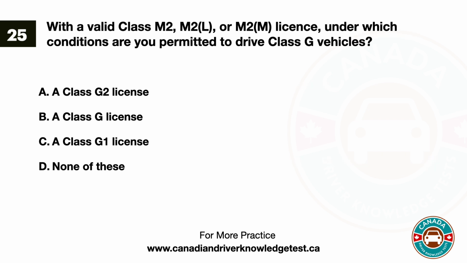Question 25. With a valid Class M2, M2L, or M2M license, under which conditions are you permitted to drive Class G vehicles? A. A Class G2 license. B. A Class G license. C. A Class G1 license. D. None of these. The answer is C. A Class G1 license.